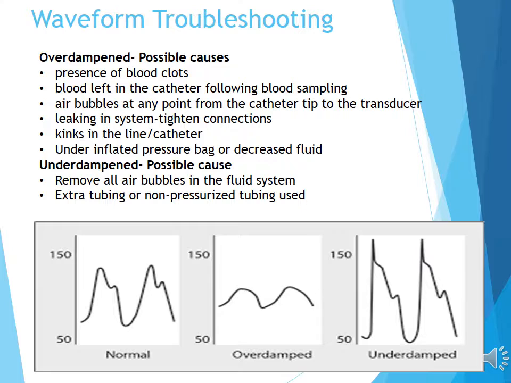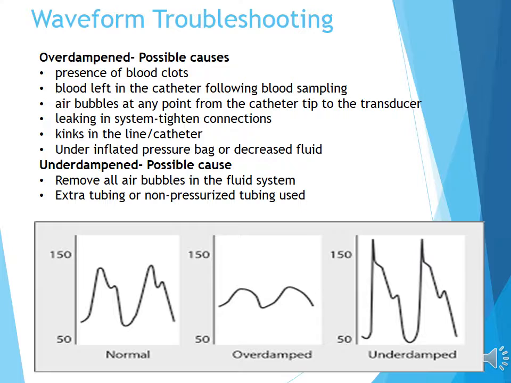Waveform troubleshooting. So if you do your square wave test and you see that it's over-dampened, these are some of the possible causes and things you should check. So look for blood clots in the line. If there's blood left in the catheter following blood sampling, so say you drew blood from your VAMP and all of the blood did not get pushed back in, you're going to need to flush the system to fix that. If you have air bubbles at any point from the catheter tip to the transducer, it can cause it to be over-dampened, so you would want to make sure you get rid of all the air bubbles.